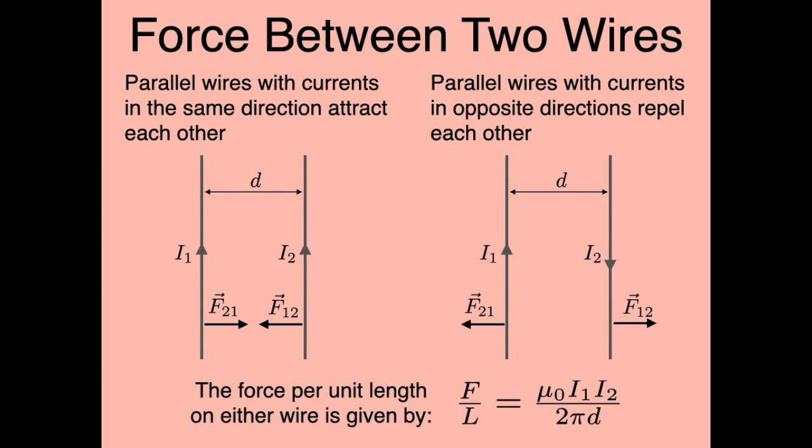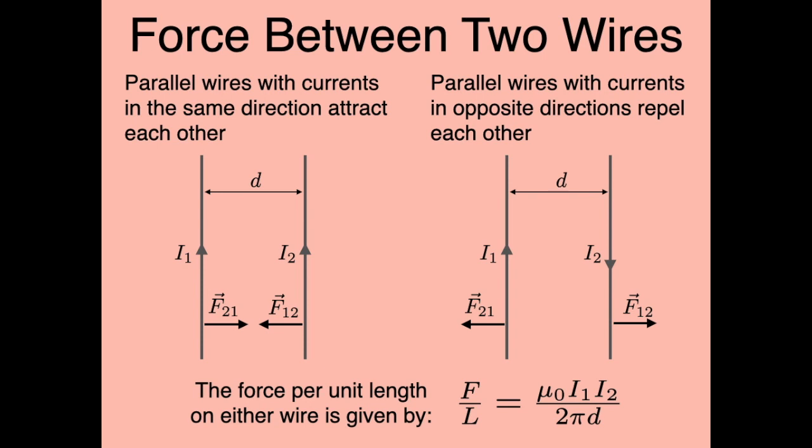In the other case, this is the picture on the right side. What we have is two parallel wires with currents going in the opposite direction. So I1 is going in the opposite direction as I2. In that case, I'm not going to work this all out, but you can go through the same steps we did on the previous slide to show that the wires are going to repel each other. So now we have a repulsive force where these two forces, F12 and F21, are opposing each other.